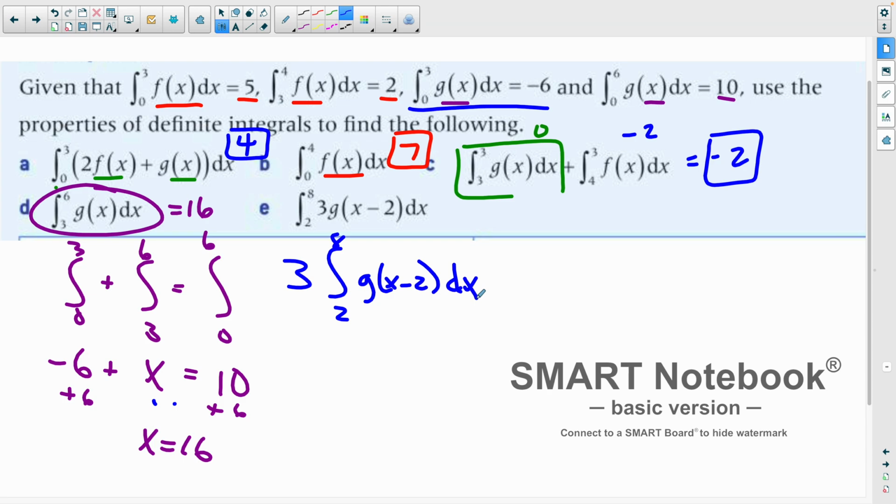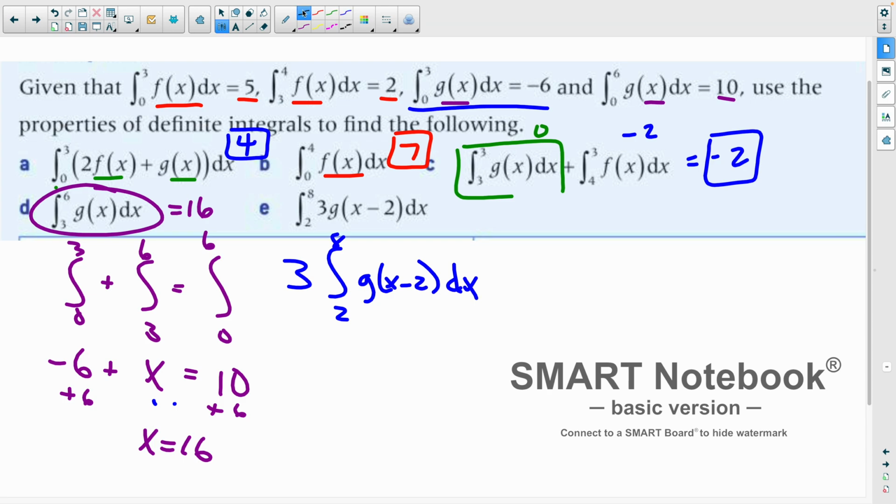I have g of x, but none of these have a 2 and an 8 in them, do they? No. I need you to focus on this right here. What does this mean? What is g of x minus 2? I'm going to move to the right 2. I'm moving right 2.